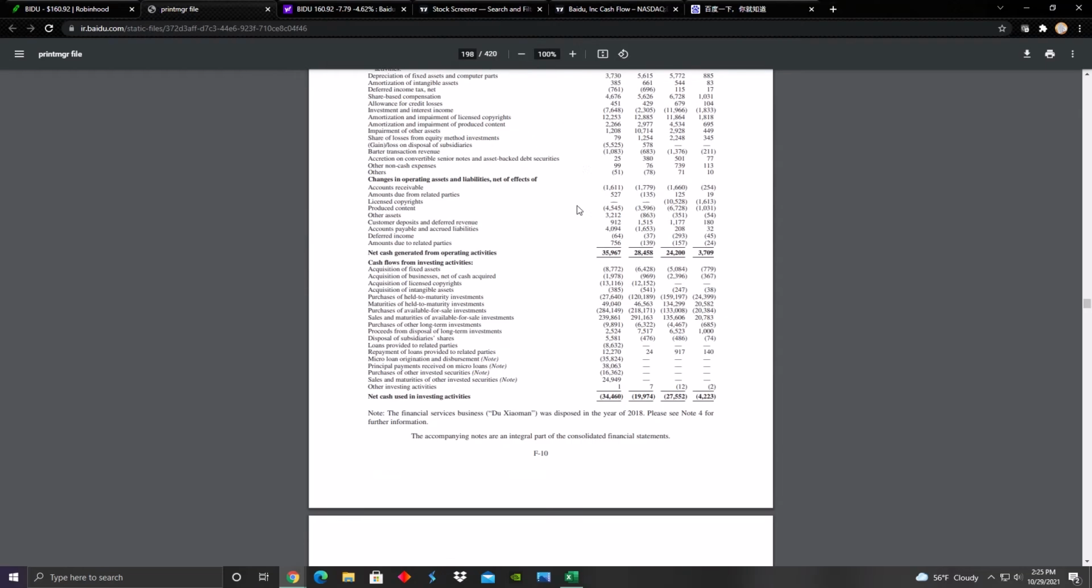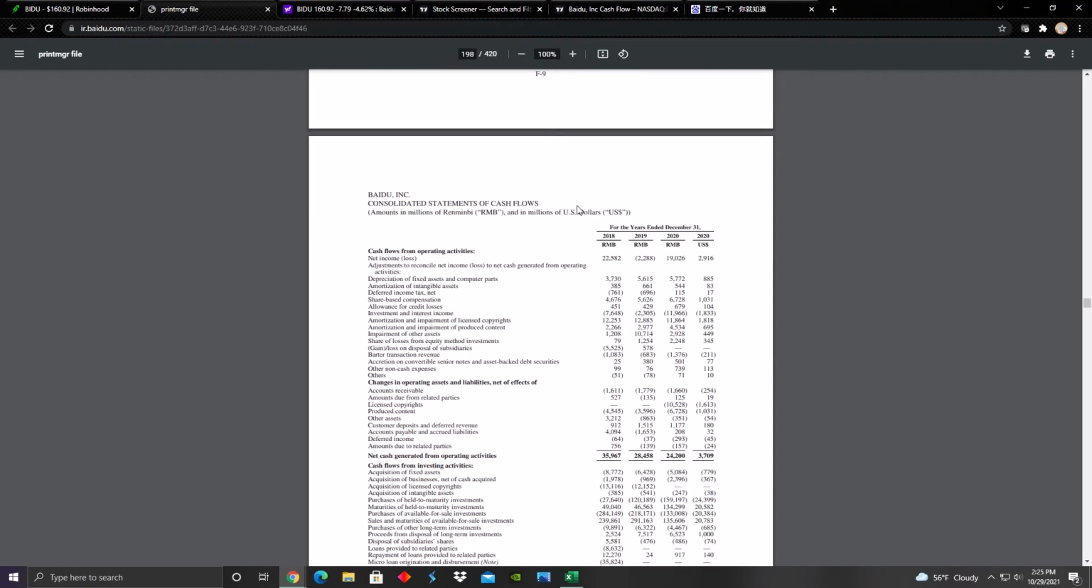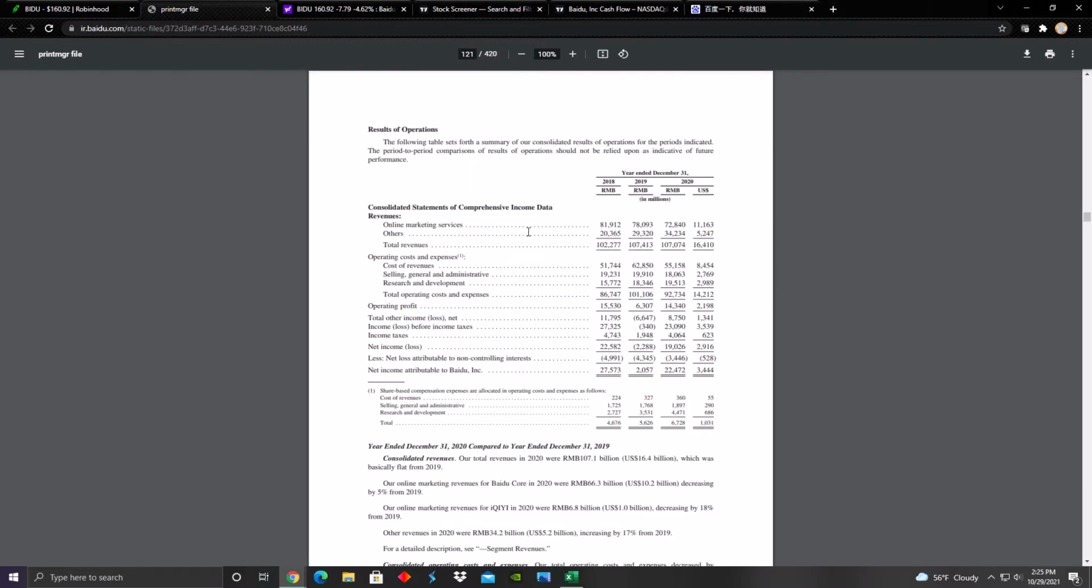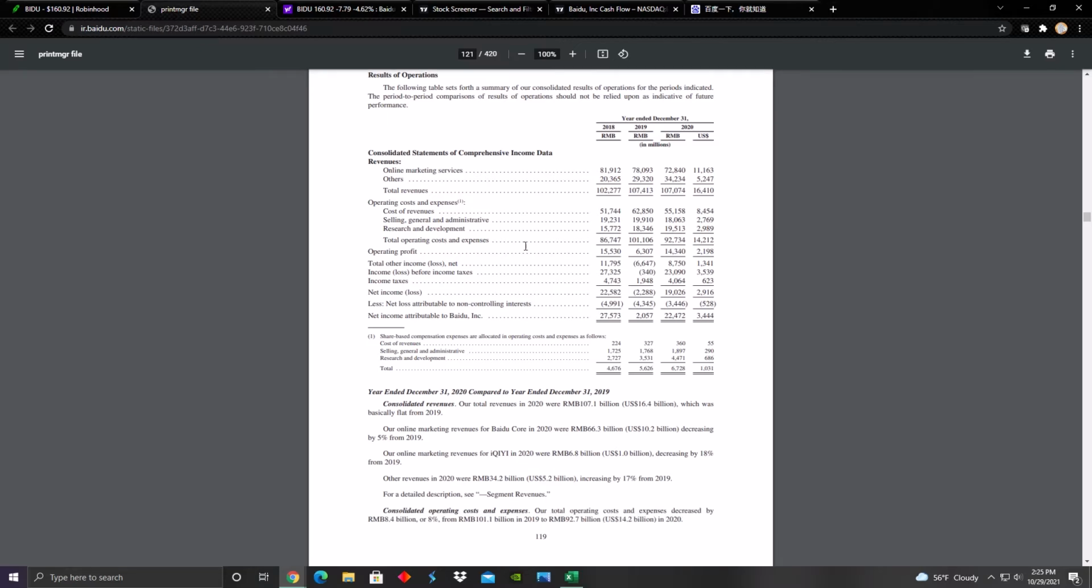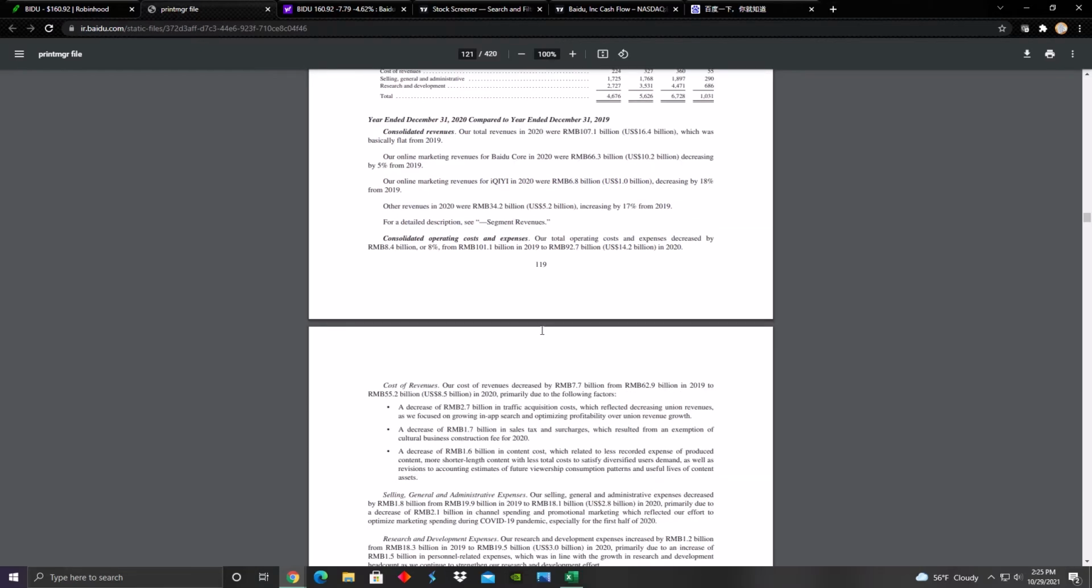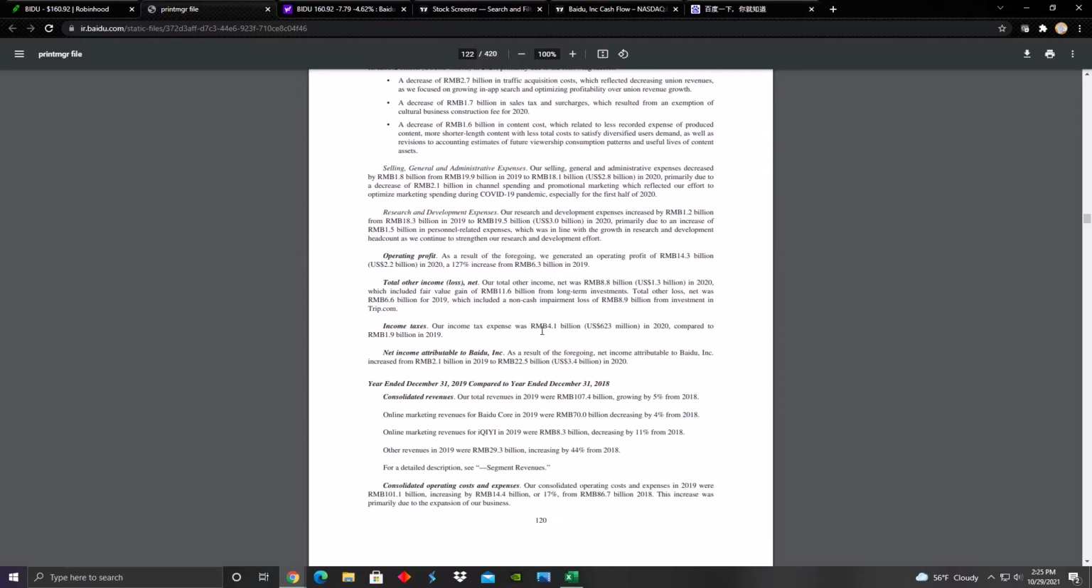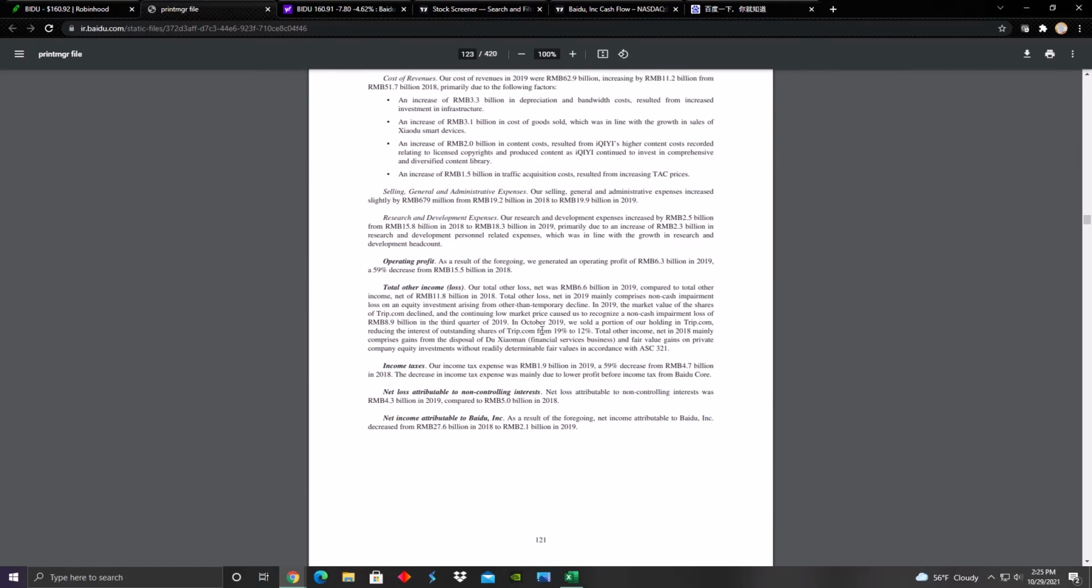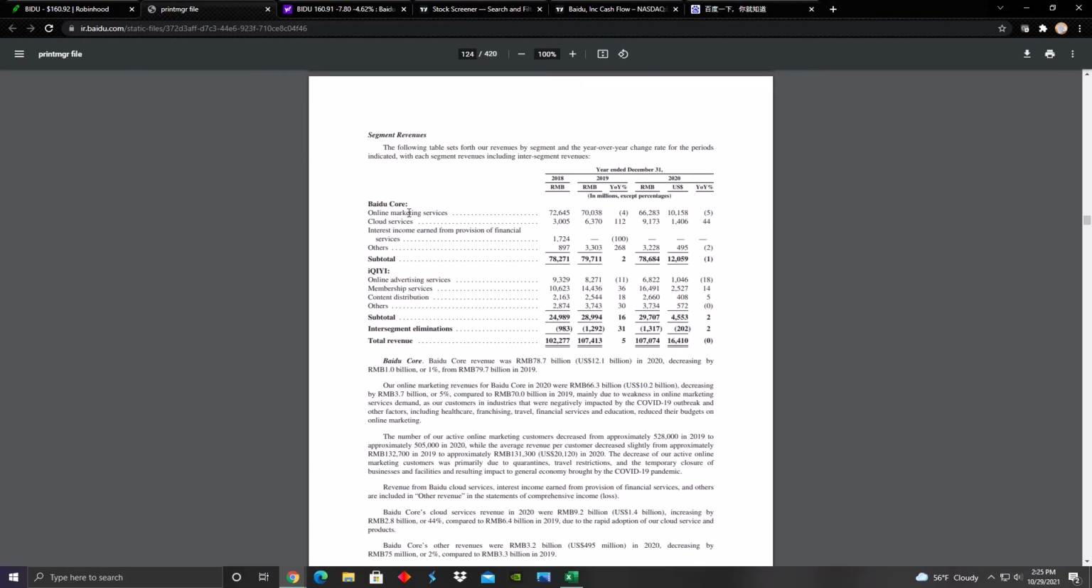Okay. So now what I'm going to do is break down their income statement by going to page 121. And we can see right here that this is just their income statement once again. And if we scroll down a little bit, we can see a breakdown of their revenues right here, their segmented revenues. Their Baidu core services include their online marketing services, cloud services, and interest income, other income.